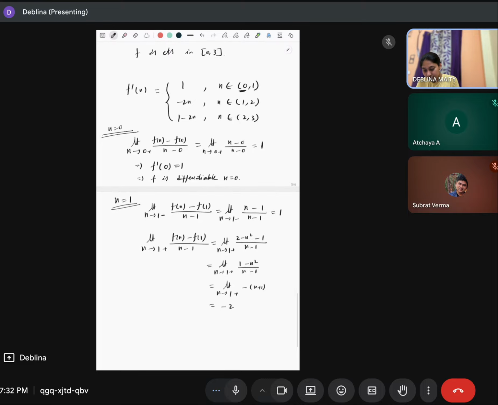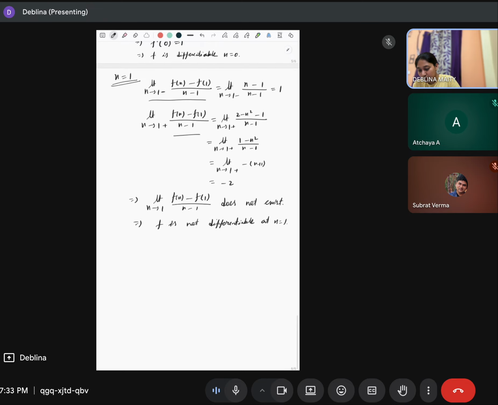So the limit as x goes to 1 minus and the limit as x goes to 1 plus, these two exist but are not equal. So this implies the limit as x goes to 1 of (f(x) minus f(1)) by (x minus 1) does not exist, right? Because the left hand limit and the right hand limit do not match. So it does not exist, which means f is not differentiable at x equals 1, right?